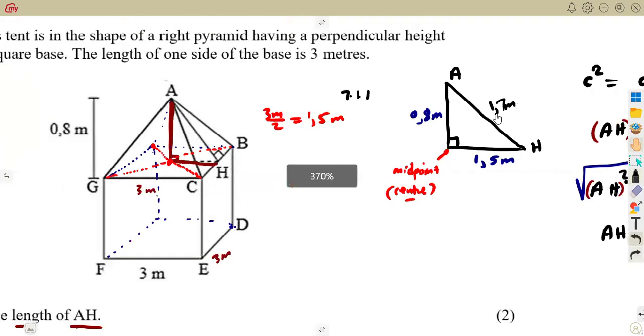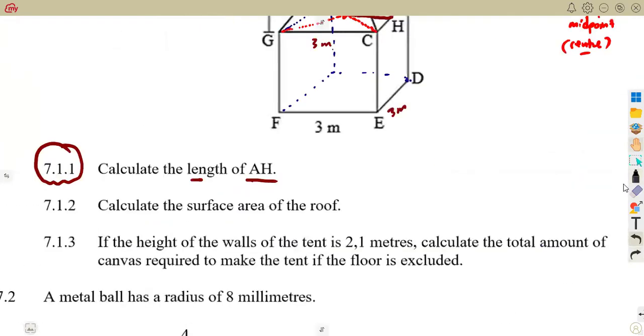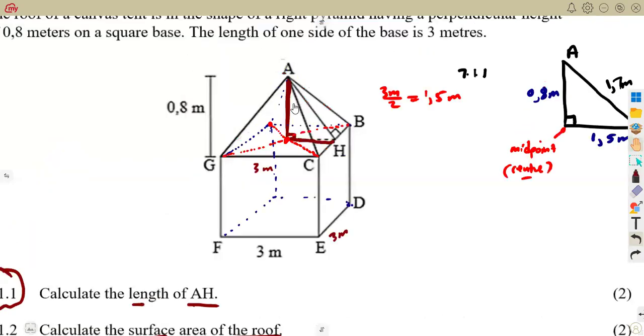That is what we had there. All right. Then let's consider the other part, 7.12. Calculate the surface area of the roof. Of what? The roof, the surface area of the roof. All right, the roof we are talking about, the top part here.